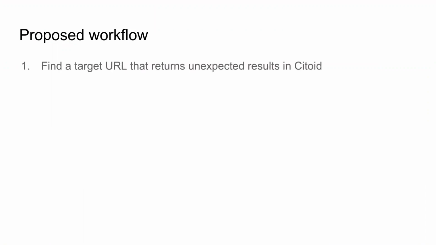Okay, so to do this, I'm going to show a proposed workflow. The first step would be to identify a target URL, that is a URL that you want to extract metadata for which Citoid is not getting the metadata correctly. When I say Citoid, I'm referring to the Wikipedia automatic citation generator.